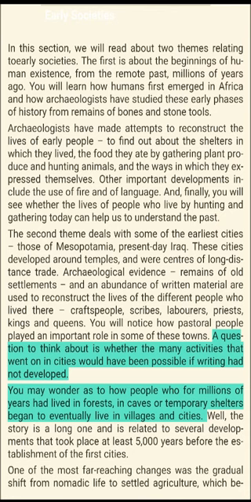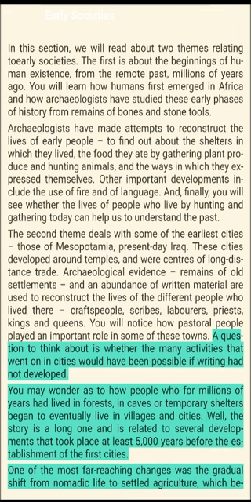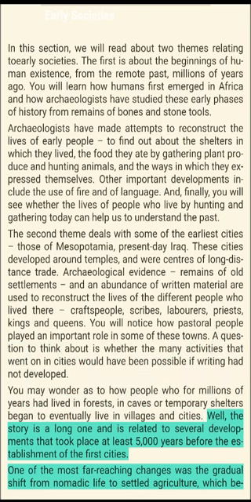A question to think about is whether the many activities that went on in cities would have been possible if writing had not developed. You may wonder as to how people who had lived in forests, in caves or temporary shelters began to eventually live in villages and cities. Well, the story is a long one and is related to several developments that took place at least 5,000 years before the establishment of the first cities.